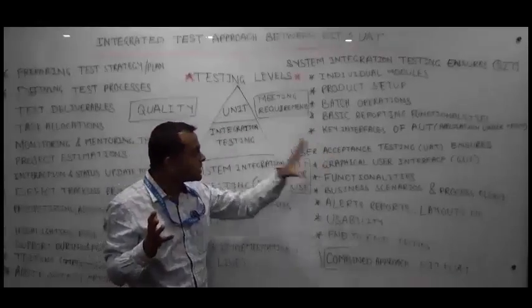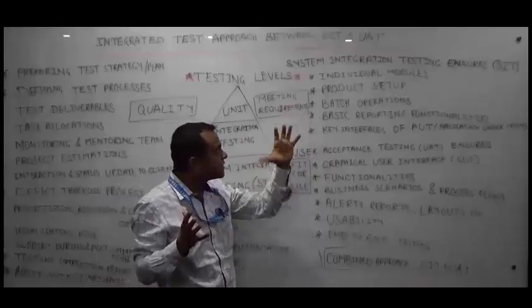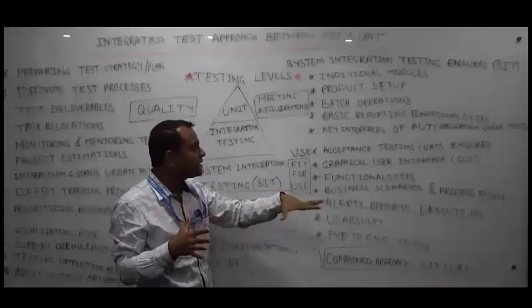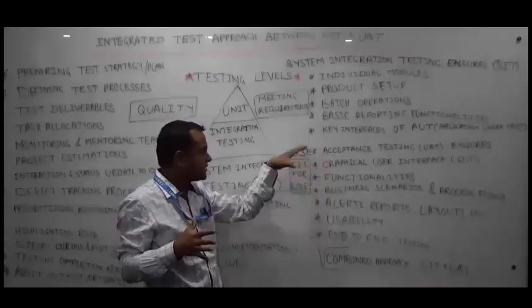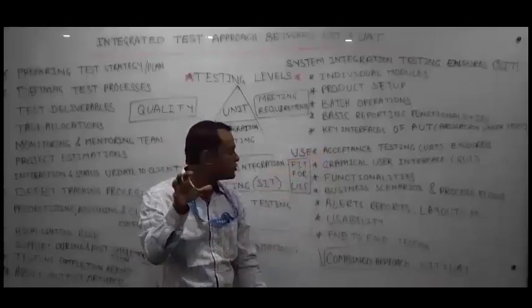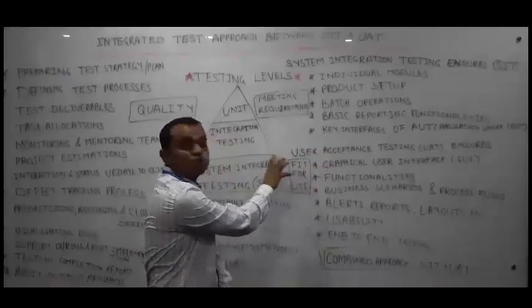Then comes the user acceptance testing. So generally, in traditional terms, once SIT gets completed, the UAT is started. In UAT, as the name suggests, it is user acceptance testing, mainly focused on end users, so it should be fit for use for the end users.